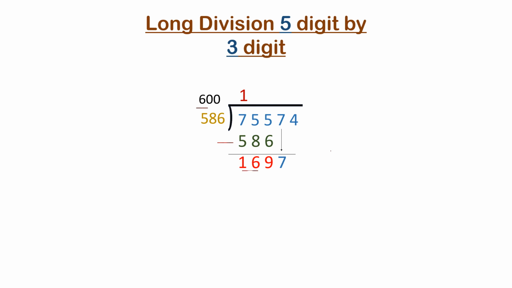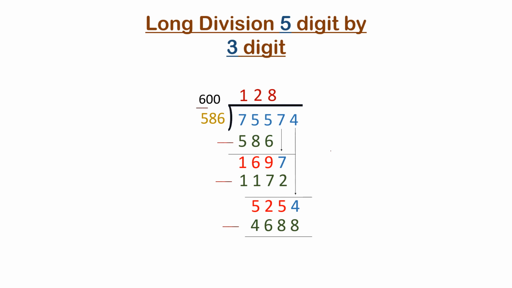Again I am taking 16 for the estimation. 6 goes 2 times to 16, hence the close value is 586 times 2, which gives the difference as 525. 52 is the estimation value. 6 goes 8 times to 52, hence 586 times 8 gives the close value with a difference of 566, which is also a remainder.